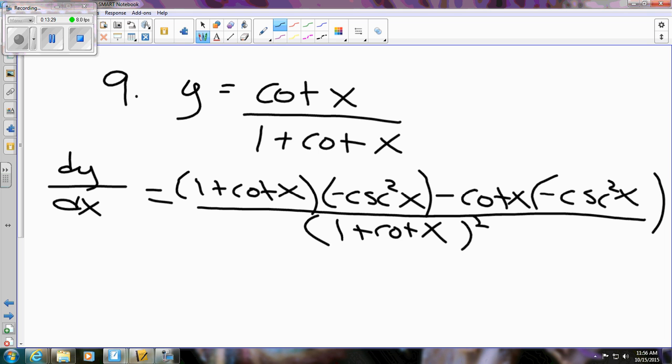So if this is the derivative, and this is not the answer in the back of the book, I've got to clean it up a little to see if I'm right. Any ideas what we could do to that numerator? Because that's just a little ugly. Anyone else want to take out a negative cosecant squared, or what else?